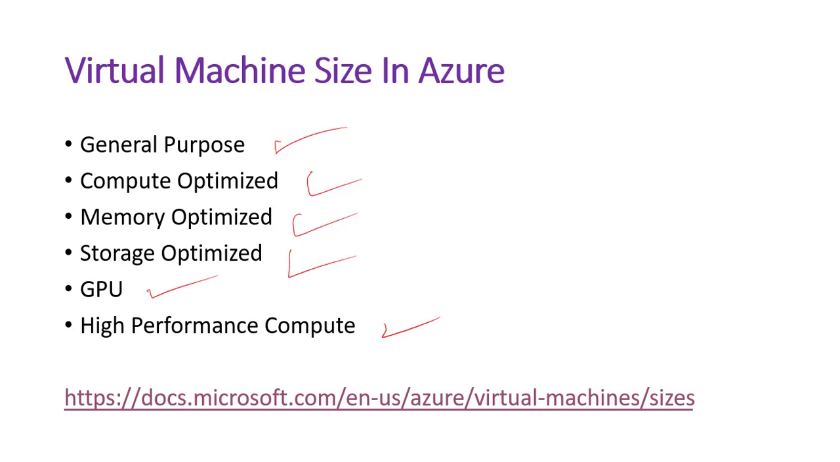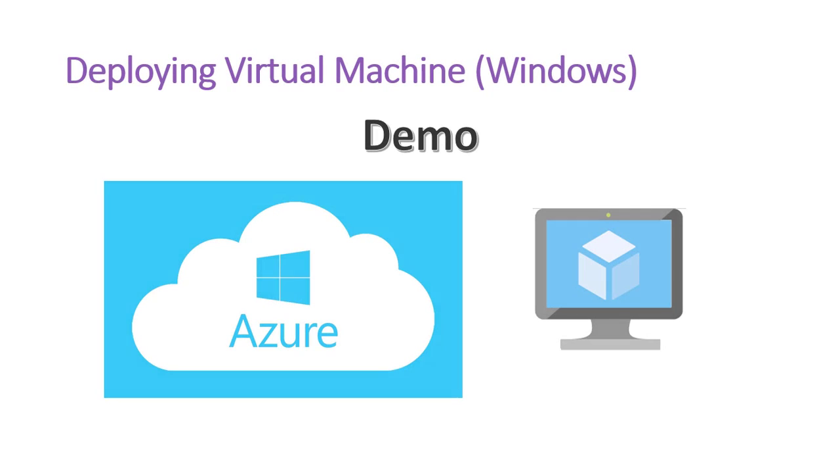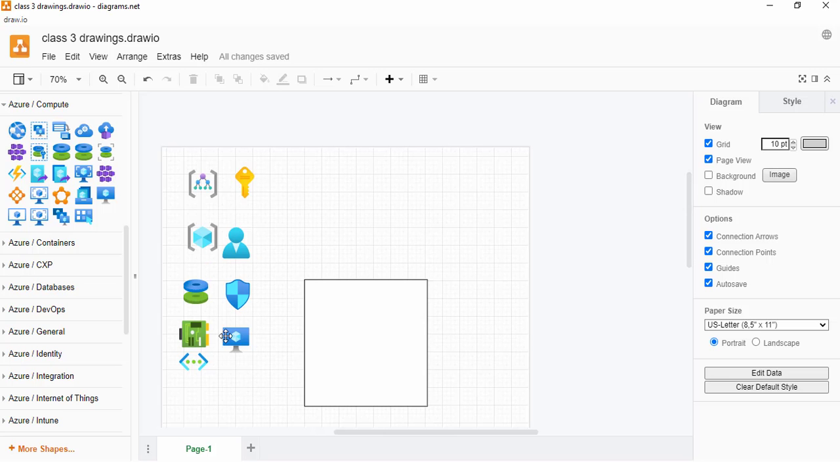So next we are going to see a demonstration of deploying a virtual machine on the Microsoft Azure portal. Let's get into the demo. So before deploying a virtual machine, we need to understand one thing. Whenever we deploy a virtual machine, it is not only going to deploy a virtual machine compute resource alone. It is going to deploy some dependency services.